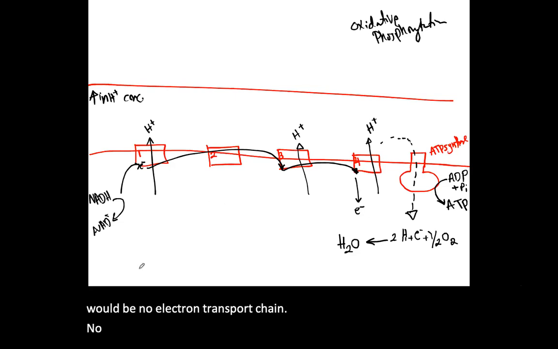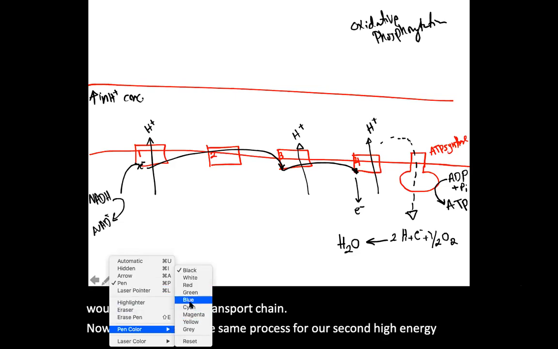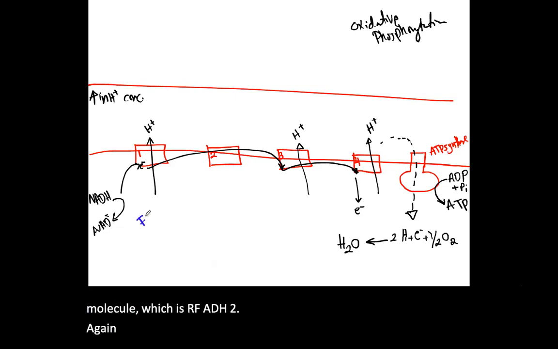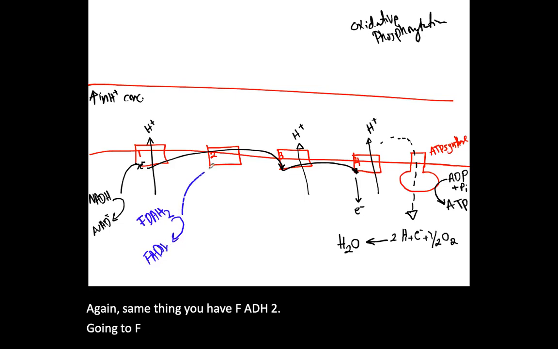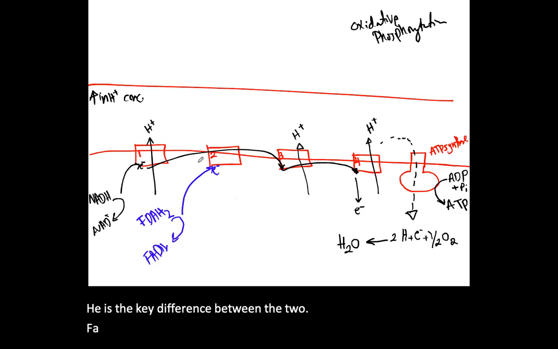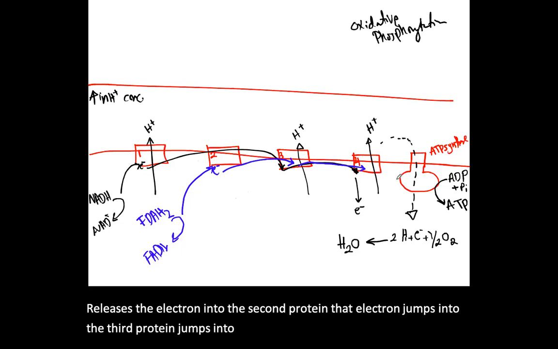Now, if I'm repeating the same process for our second high energy molecule, which is our FADH2, again, same thing. You have FADH2 going to FAD. And what is it releasing? It's releasing an electron. Here's the key difference between the two. FADH2 releases the electron into the second protein. That electron jumps into the third protein, jumps into the fourth protein, and again, the electrons will come back down exactly like we described.